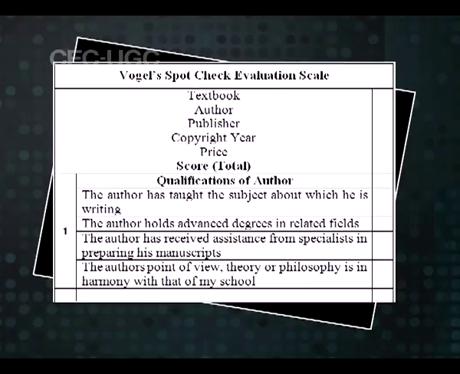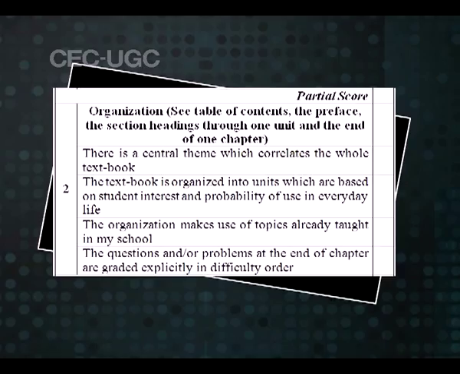The author has taught the subject about which he is writing. The author holds advanced degrees in related fields. The author has received assistance from specialists in preparing his manuscripts. The author's point of view, theory or philosophy is in harmony with that of my school. So each and every item has got some partial score, and we will calculate the total partial score.